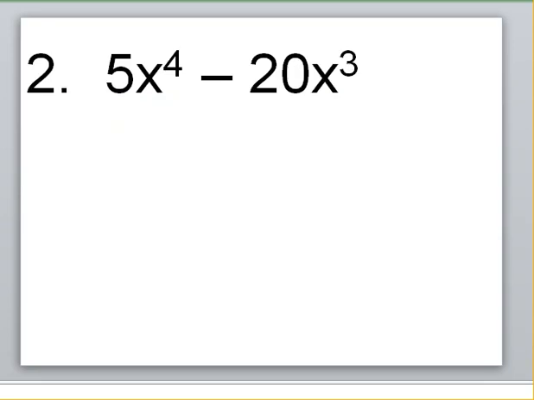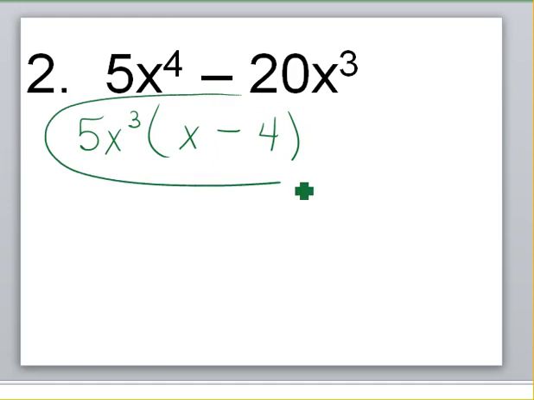This next example, we're going to take out the greatest common factor. The greatest common factor is 5. They both share an x cubed in common. I'm left with then 5x cubed times x gives me 5x to the 4th, and 5x cubed times 4 gives me 20x cubed. This is also finished because there is nothing I can do with this inside parentheses.